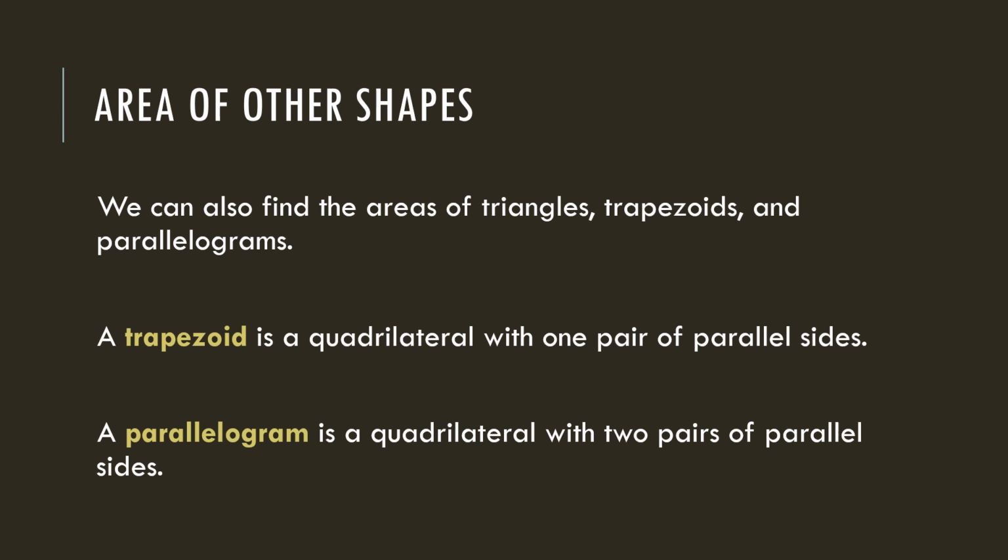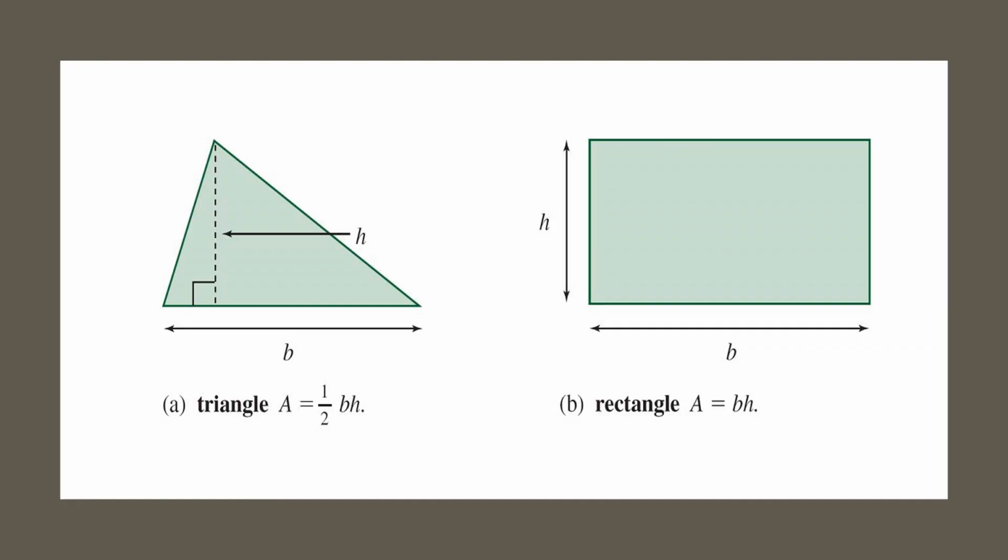Now let's talk about the area of other shapes. We can also find the area of other shapes like triangles, trapezoids, and parallelograms. A trapezoid is a quadrilateral, so that's a four-sided shape with one pair of parallel sides. A parallelogram is a quadrilateral, which is a four-sided shape, with two pairs of parallel sides. Remember, that was the one that, to me, looks like a box that's flying through space. That's a bad picture, but hopefully you get the idea. It kind of looks like a flying carpet.